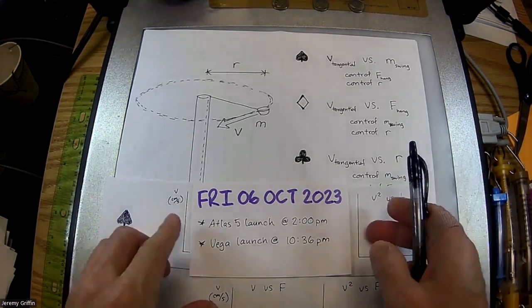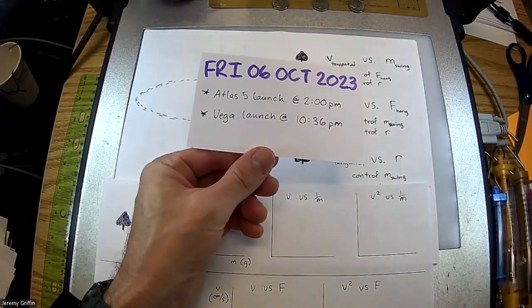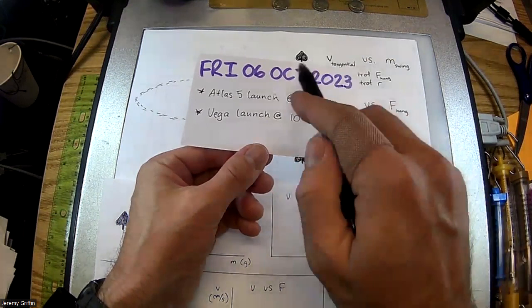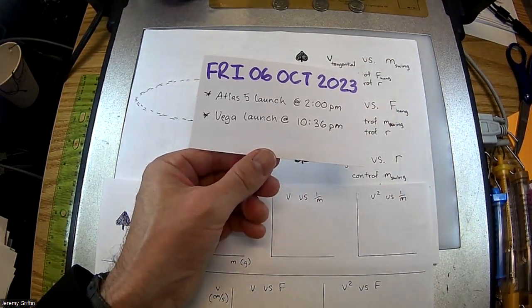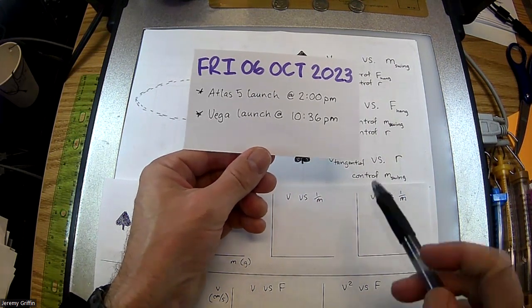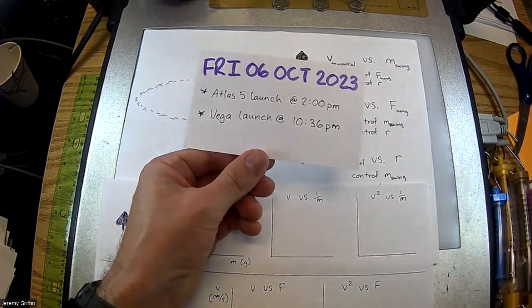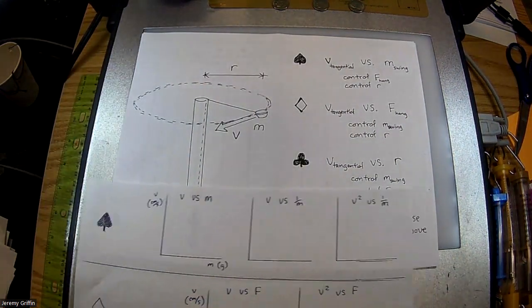Welcome to Friday, October 6th. There are a couple of rocket launches scheduled today. One at 2 p.m. during the school day, I think that'll be, yeah, during the pep rally. We've got pep rally 7th period, right? And then one Friday night, late at night, about 10:30-ish.